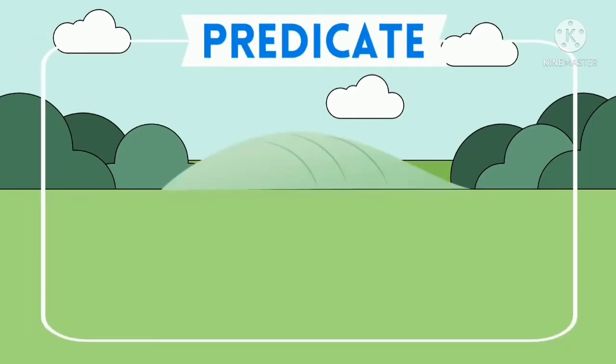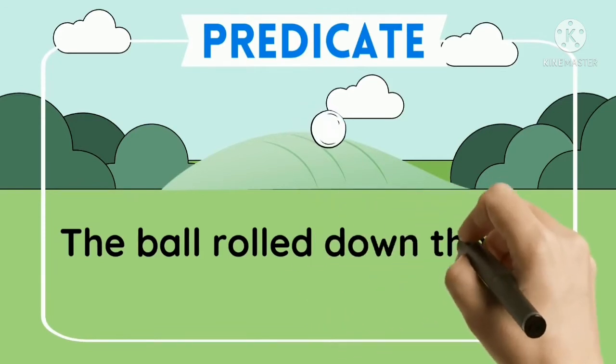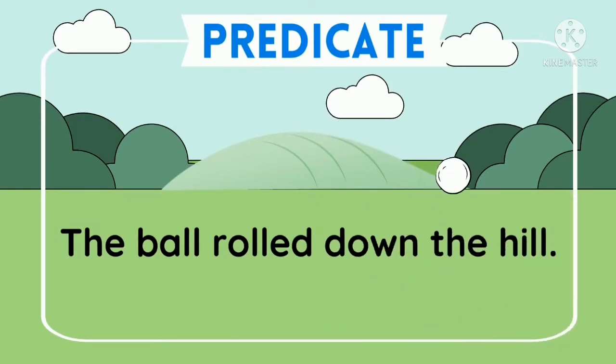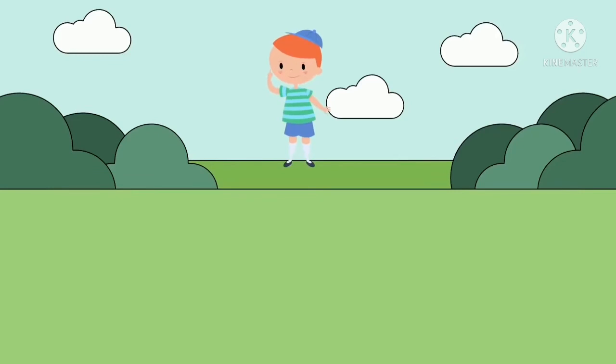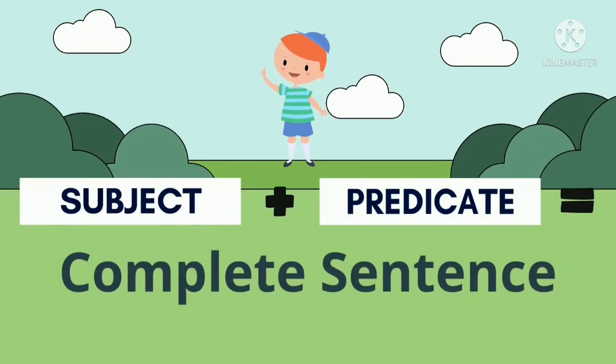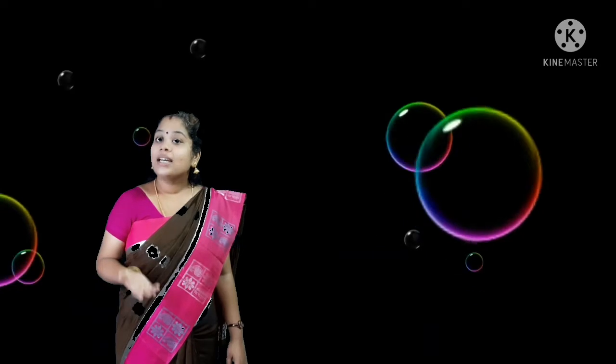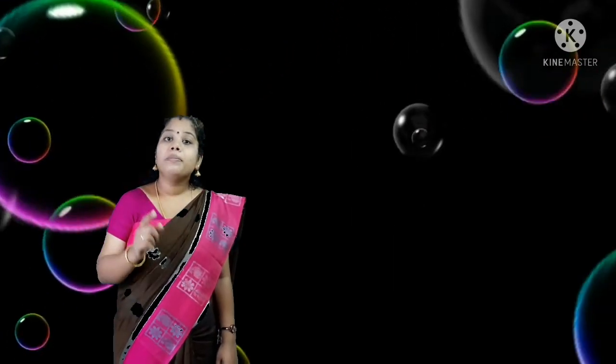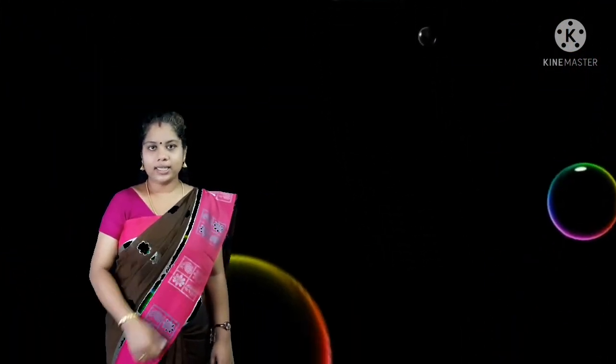Let's try one more. The ball rolled down the hill. What's the predicate? Good job! Rolled down the hill is the predicate because it tells what the ball did. Remember, you need both the subject and the predicate to make a complete sentence. If you only have one part, it is not a complete thought. When we speak, read or write, we make use of complete sentences.